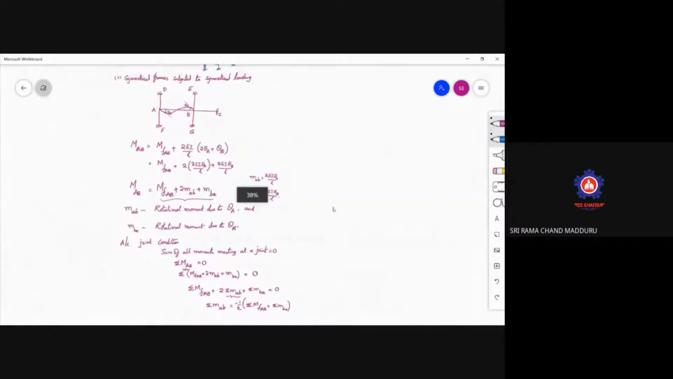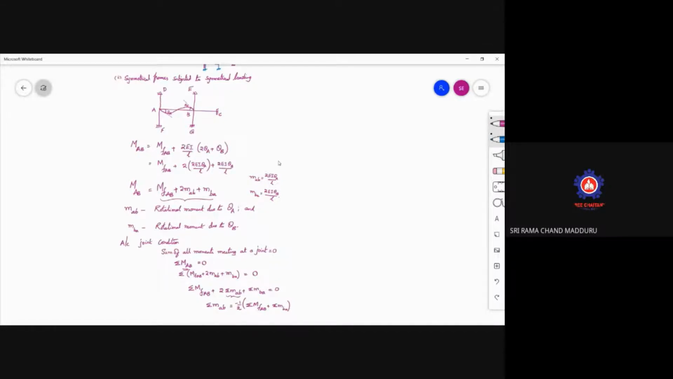So what we have done, I'm just once again repeating. You can zoom wherever you would like to write. Here we have considered a non-sway frame where the support C doesn't create any sway in the structure. If you consider A, B as a beam member between two nodes A and B, the clockwise rotation at A is theta A. Similarly, theta B is also clockwise.